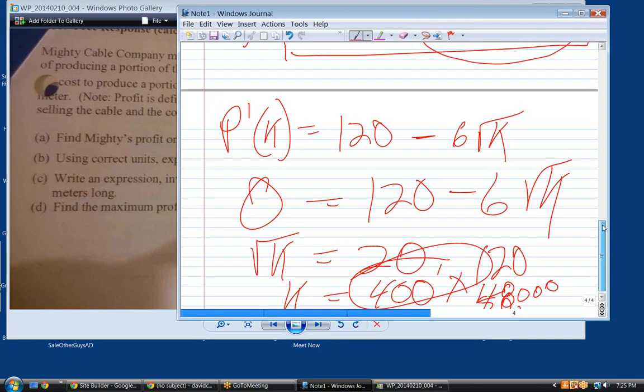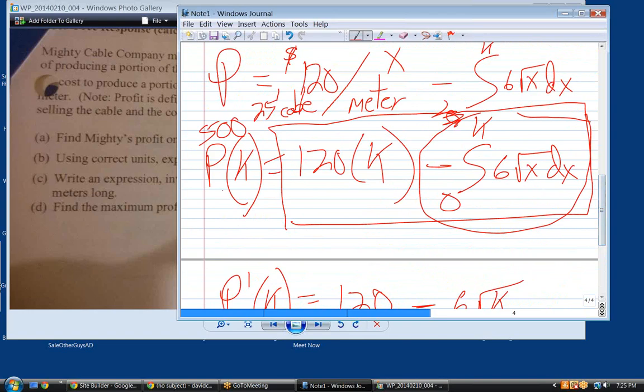Do we have the right expression for C? 120k minus the integral from 0 to k of 6 root x dx? Mm-hmm.